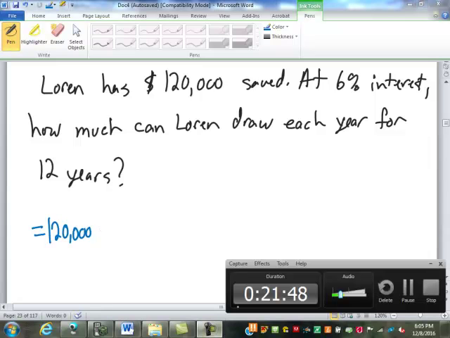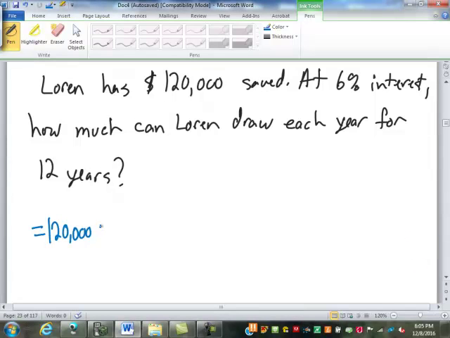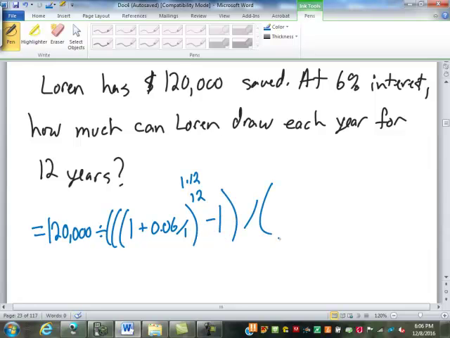So you start out with 120. You're going to divide by 1, 2, 3. What goes in here? 1 plus 0.06. Divide by 1. Because it's yearly, so it's just once a year. To the power of 1 times 12, or just 12. Minus 1, divided by, parentheses, 0.06, divided by 1 again, times, all parentheses, 1 plus 0.06 divided by 1, close to the power of 12 again, close and close.